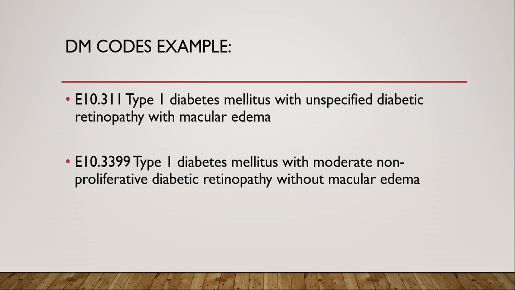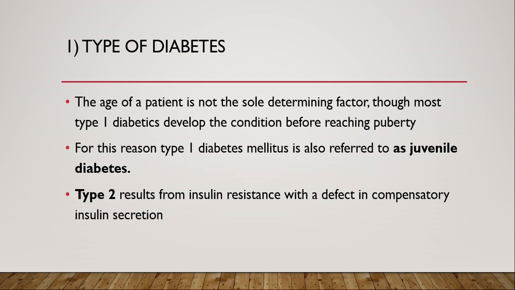Based on the guideline that we have a while ago, we need to know the type. So we have type 1. Okay, the age of the patient is not the sole determining factor. Most type 1 diabetes develop the condition before reaching puberty. So this is what we call the juvenile diabetes. I mean, since born, the baby or the newborn already has diabetes mellitus, or it may happen before reaching puberty. So that is a common type, which is your type 1 diabetes mellitus.